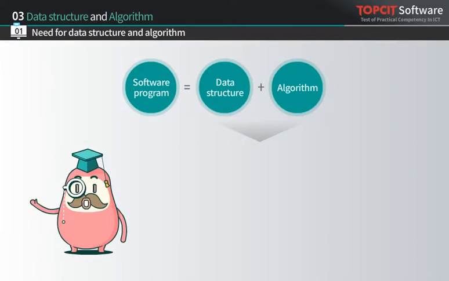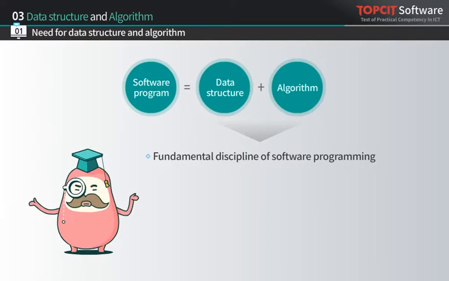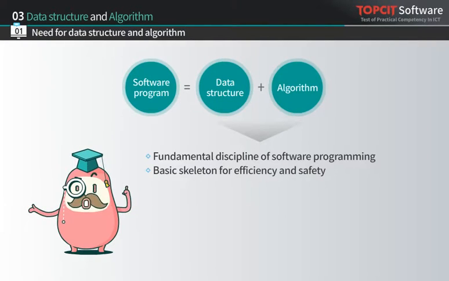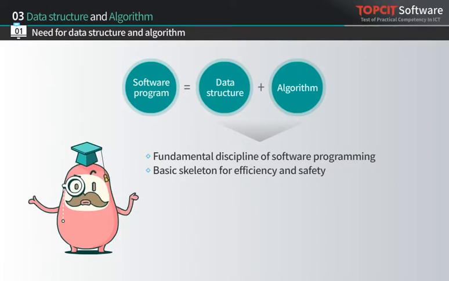Data structures and algorithms are recognized as the most fundamental disciplines in software programming. In the field of enterprise software development, they are used in various areas and are disciplines necessarily required for developers. Like the foundation work required before constructing a high building, in order to operate software programs efficiently and safely, algorithms and data structures can be seen as the basic skeleton of the required program.